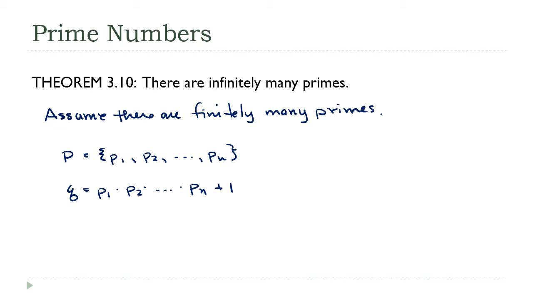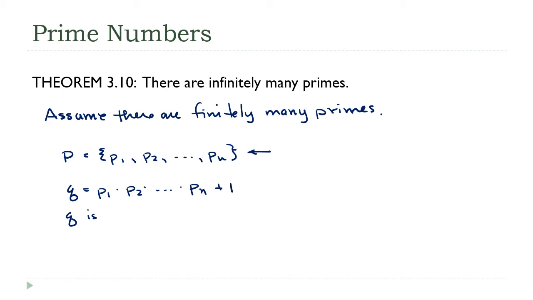Plus 1. Add 1 to it. Okay, first thing I want to be clear about is Q is not a prime number. I know it's not. Q is bigger than every number on this list. This is bigger than every number on that list. It is not on that list. Okay, so Q is not prime.